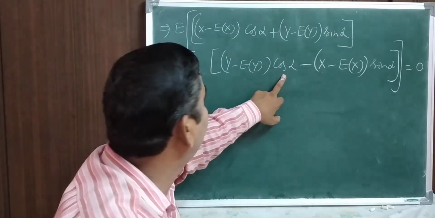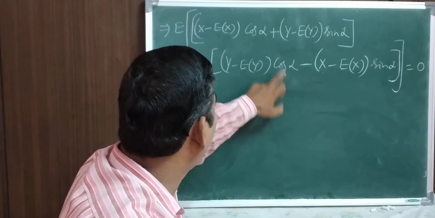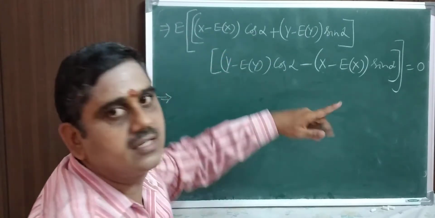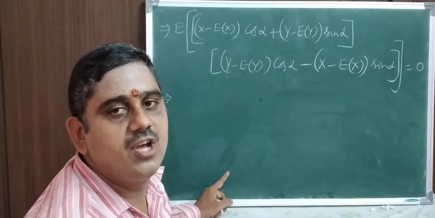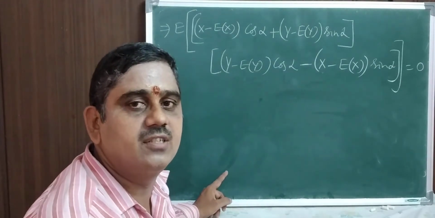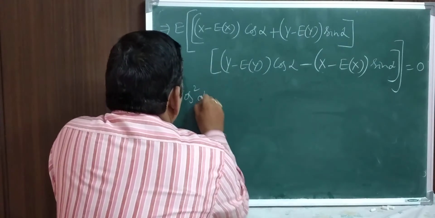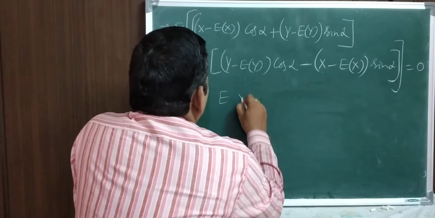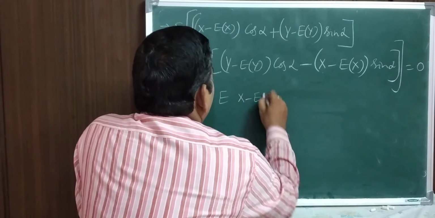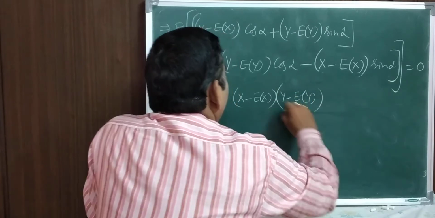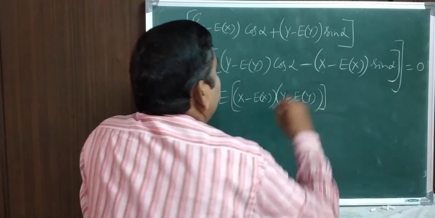This is cos alpha into cos alpha, cos square alpha. If you take the expectation, cos square alpha is a constant, you can take it outside. Expectation of cx is equal to c times the expectation of x. So therefore, cos square alpha multiplied by the expectation of x minus expectation of x into y minus expectation of y. This is the first term.